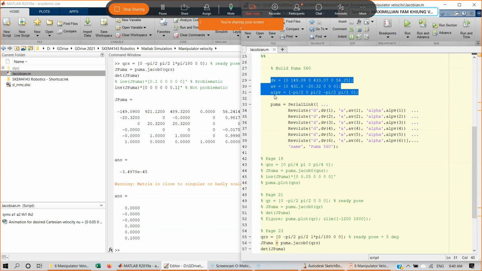Coordinate frame of this joint when we compute. Exactly, right? So yes, very good.